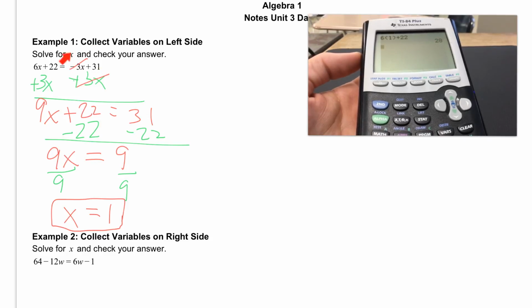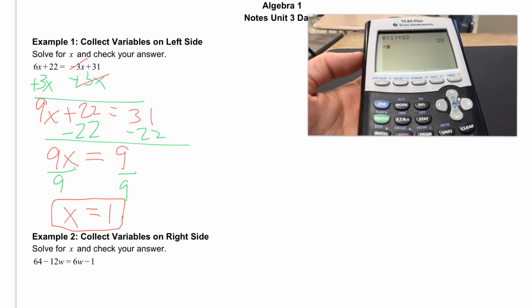I need to make sure this right-hand side also gives me 28. So now I'm going to do the right-hand side. Don't erase this side. And then let's do the other one. We have negative 3. In parentheses, we're going to fill in the 1 for x. And then plus 31. And when I hit enter, I can see both sides on my calculator, and they're both equal to 28. If they are both equal to 28, that means you did the right thing.